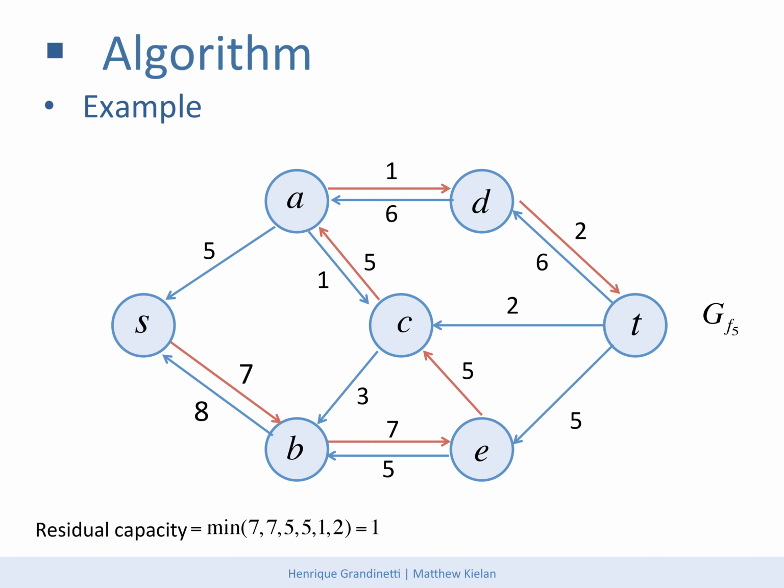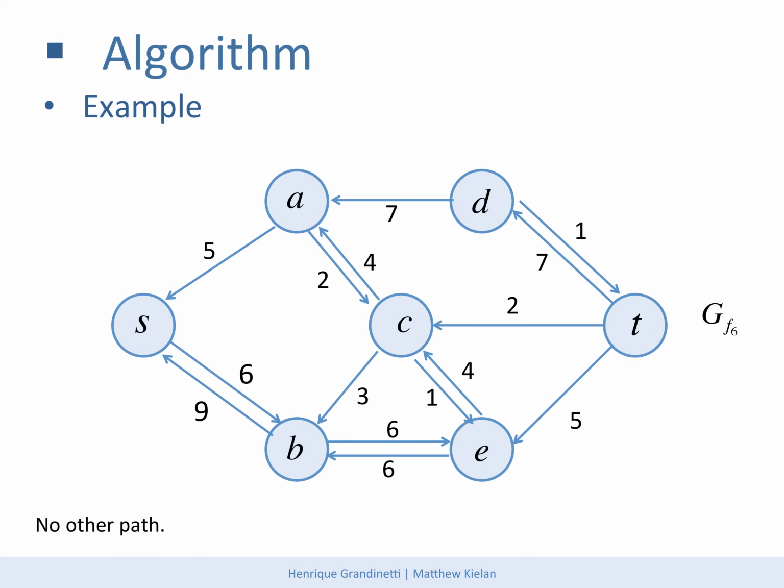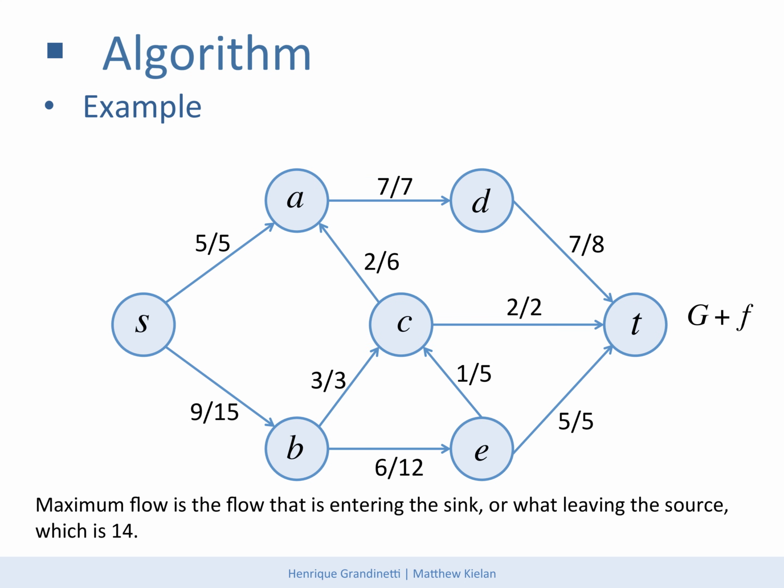Most often the algorithm uses breadth first search in order to find the shortest path to the sink. Now after 2 iterations with paths of length 6, the algorithm terminates because there are no more paths from the source to the sink. Here you can see that the maximum flow is equal to 14, which is given by the flow leaving the source or entering the sink.